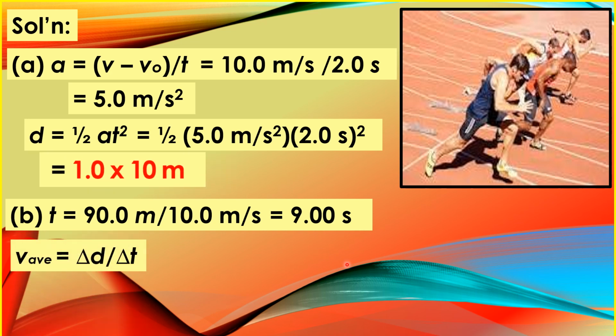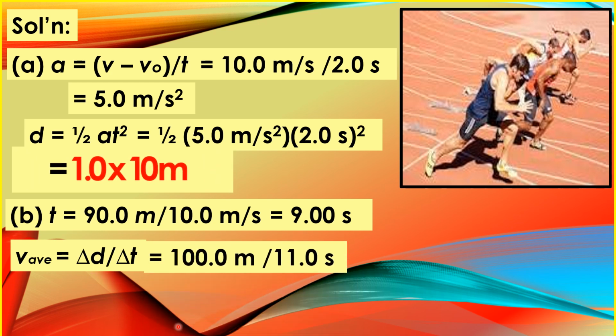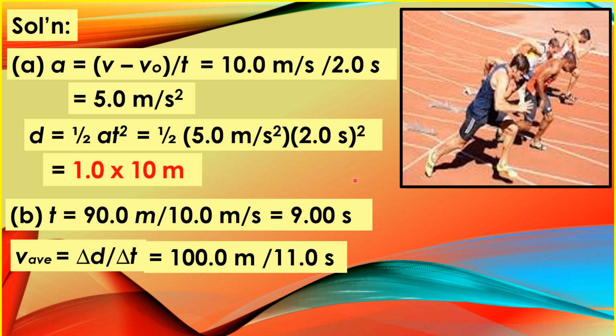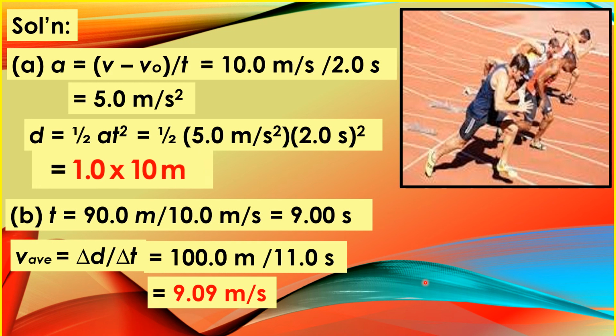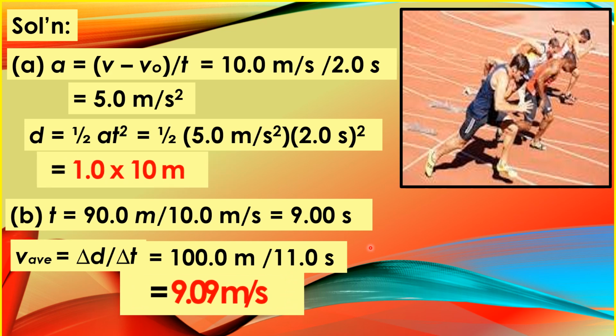And so, to determine the average velocity of the sprinter, we just use the formula v average is equal to the total distance divided by the total time. Substituting, the total distance, of course, is 100.0 meters divided by the total time. The total time here is from the start until he reaches the finish line. That total time is the sum of 2.0 seconds and 9.00 seconds, which is 11.0 seconds, for an average velocity of 9.09 meters per second to three significant figures.